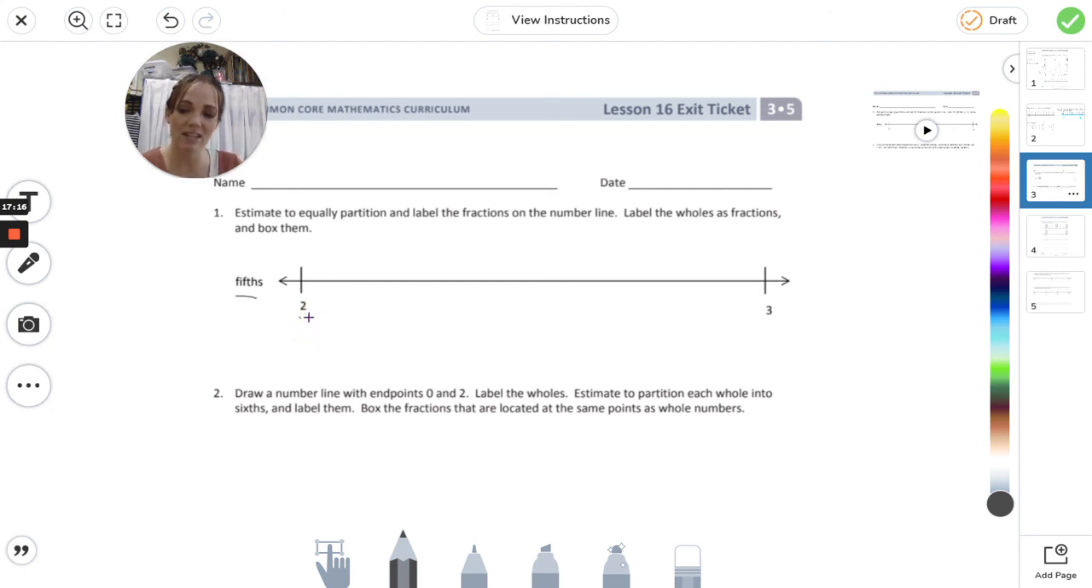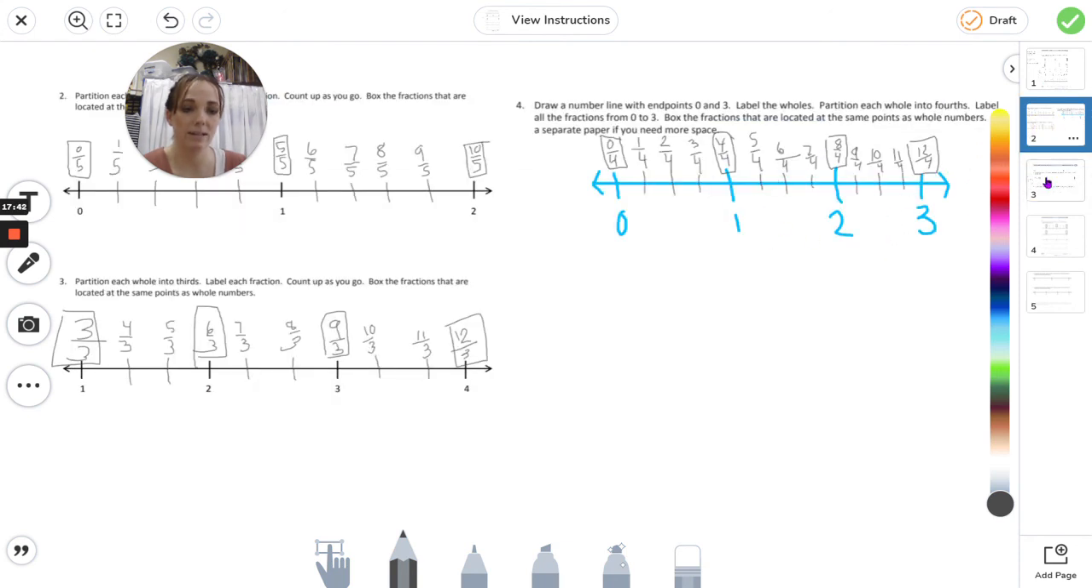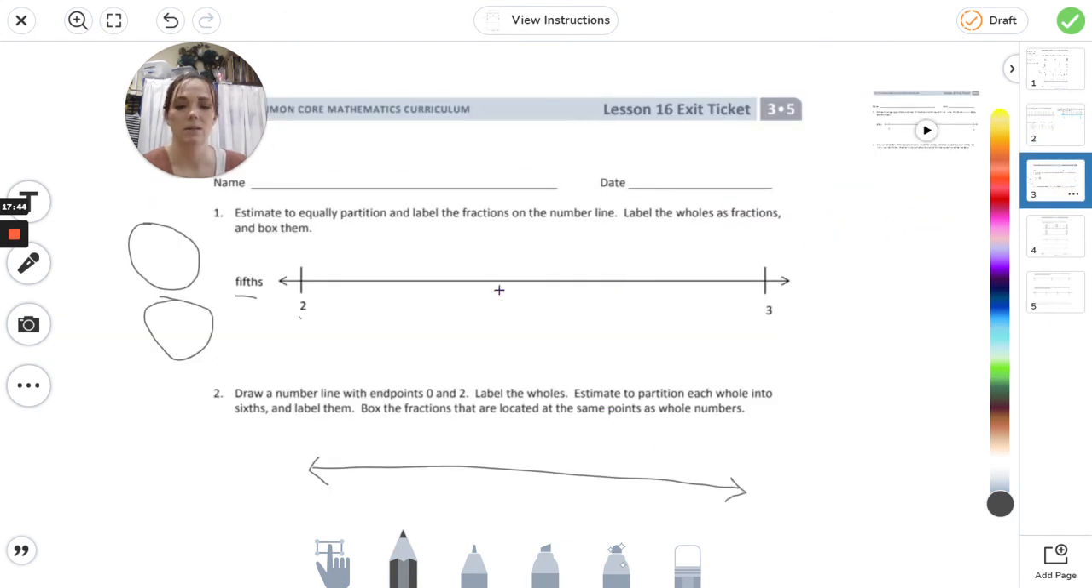So how many fifths do you already have if you have 2 wholes? How many fifths would you have? Then draw a number line with endpoints 0 and 2. Label the wholes. Estimate to partition each whole into sixths and label them. Box the fractions that are located at the same points as whole numbers. This is what we did right here, except that the numbers are different. So take a look back at our lesson if you're not quite sure what to do, because we did all of this stuff together.